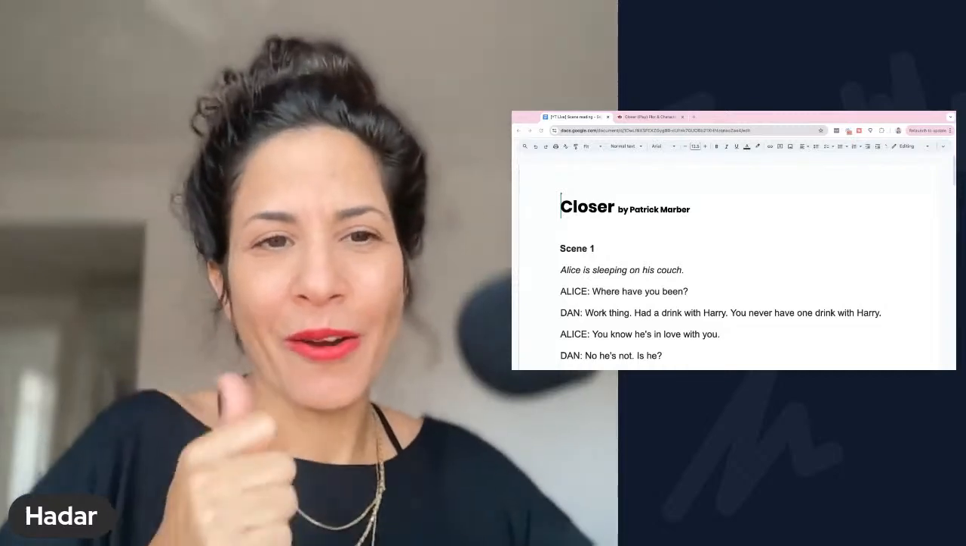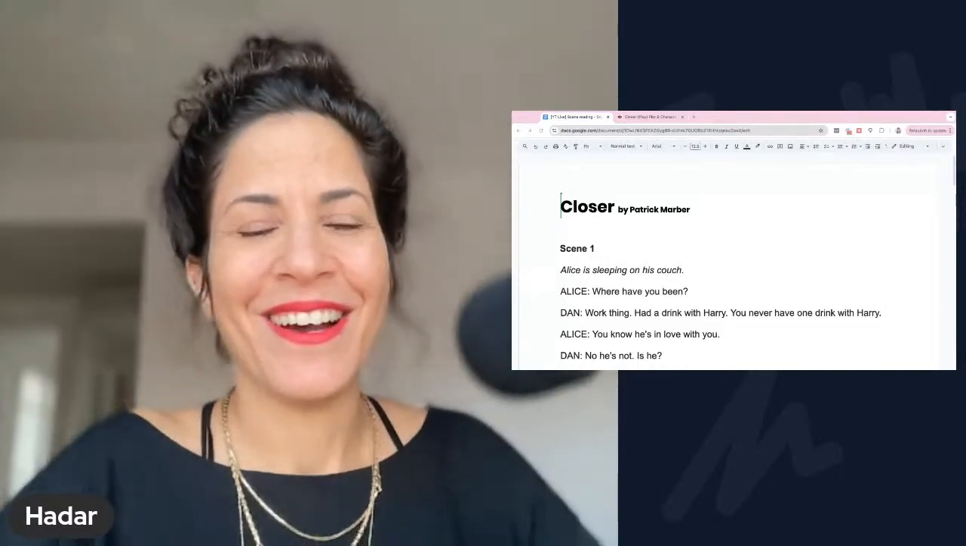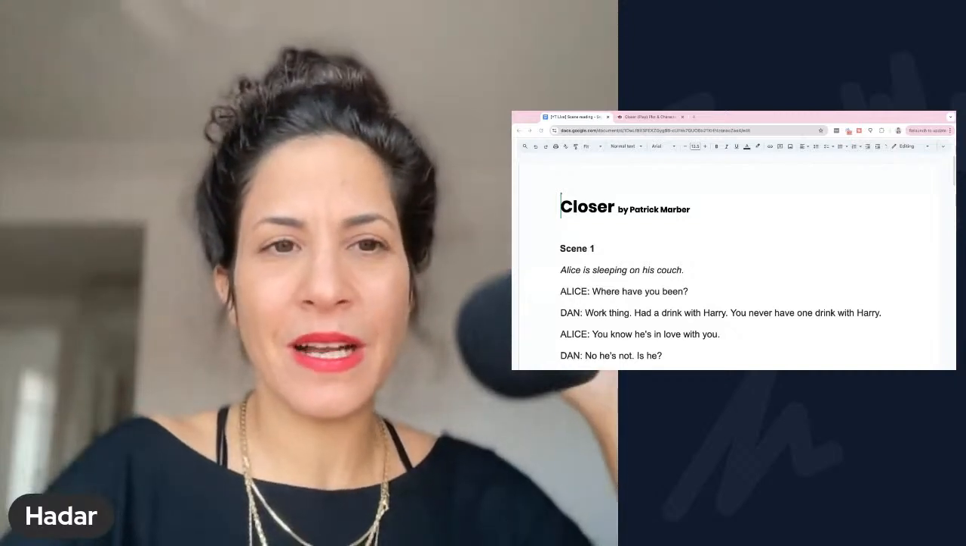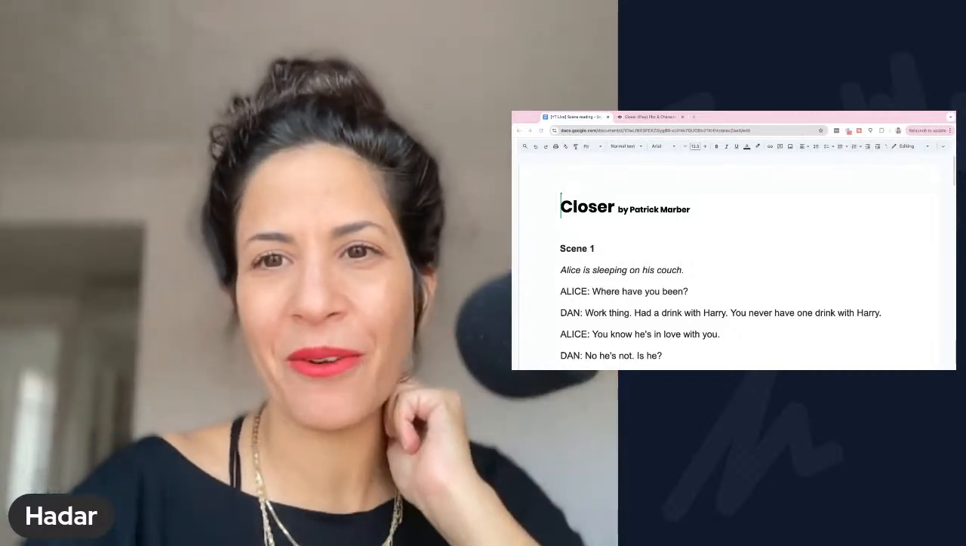You can already see that the script is right next to me on the side of the screen. I'm going to make it a little bigger when we start reading through it. Okay, there you are. Good.